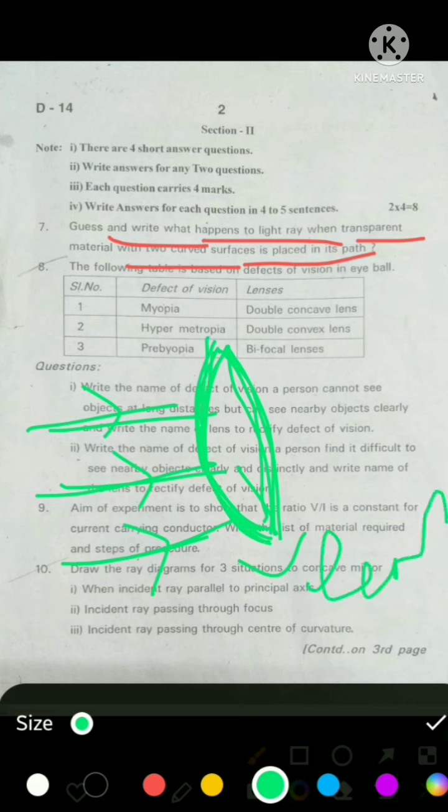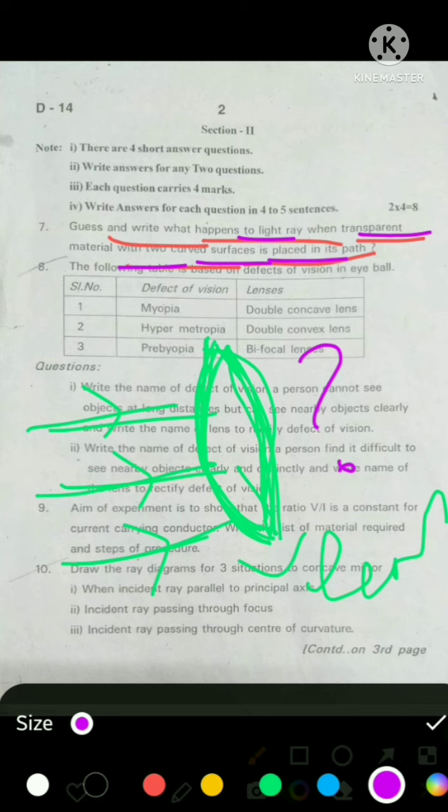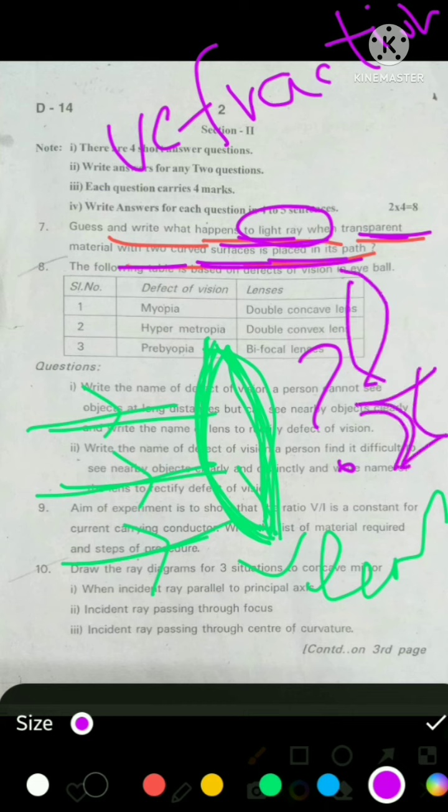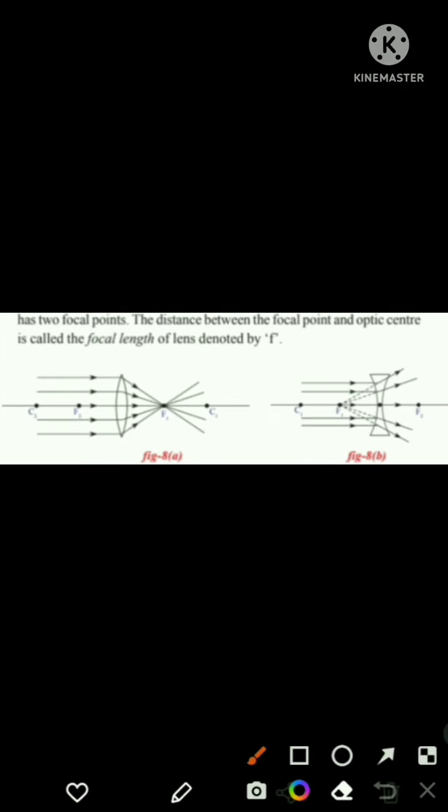See, this is my lens, right, which has two curved surfaces. Now the light rays are coming, they are hitting, and what happens on the right hand side after they hit? So what happens to light rays? Remember, whenever light rays hit the transparent material, refraction occurs. So you also have to write the same thing. When light rays hit the transparent material with curved surfaces, refraction occurs, and then you have to draw two diagrams consisting of convex lens and concave lens.